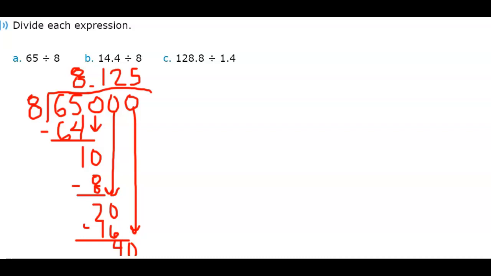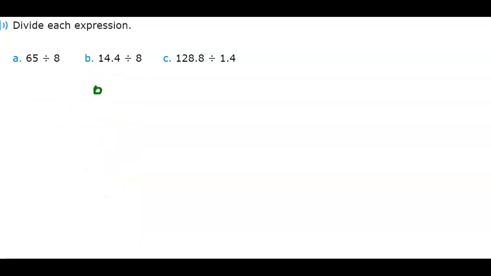Now we're going to move on to B. I'm going to set it up. 8 and then 14 and 4/10. Alright, so 8 goes into 14 one time. And then we have that equals 8. 14 minus 8 is 6. And then we're going to drop down that 4.